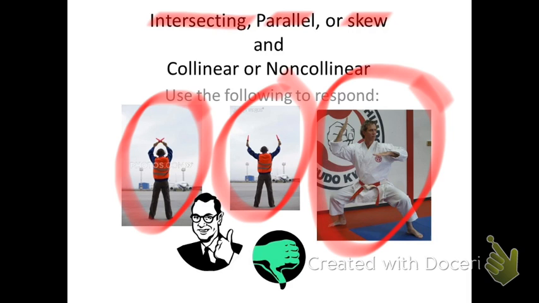Here are some hand signals we can use in class to signify intersecting, parallel, or skew lines. If you cross your hands like that and they're touching, then you have intersecting lines. If you have both of your arms and hands going in the same direction, they are parallel. And this karate guy, he has his hands so that they are not parallel and not intersecting, so the only other option is skew lines. Notice one of his arms is out in front of him, while his right arm is out behind him.